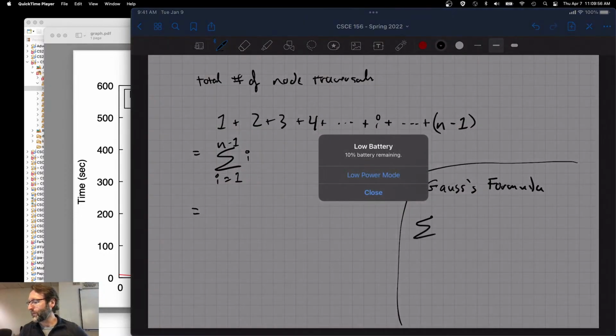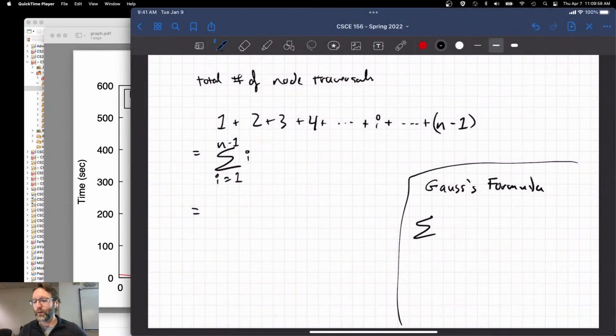Oops. Oh. Okay. Low battery mode. It's 100%. Anyway.